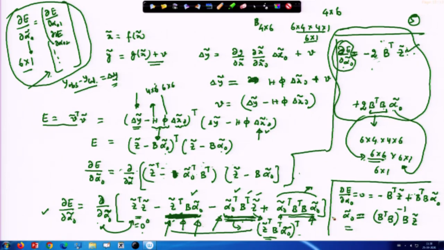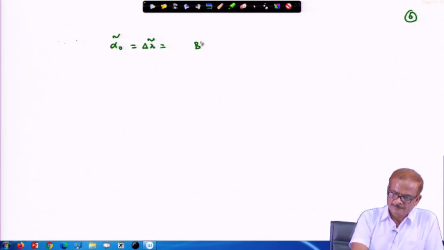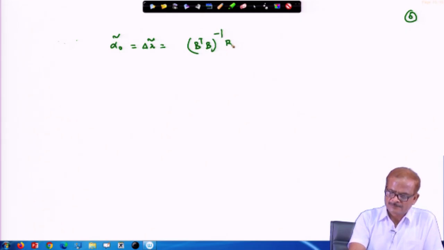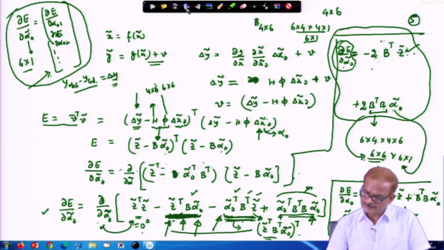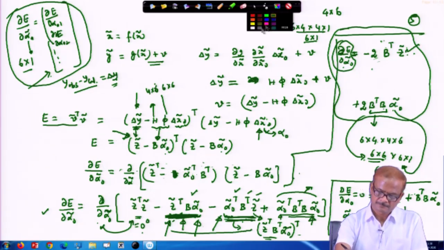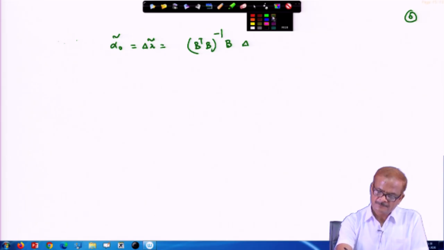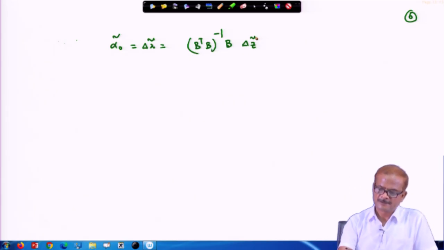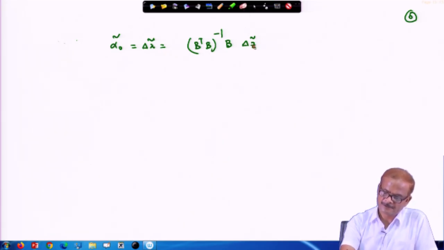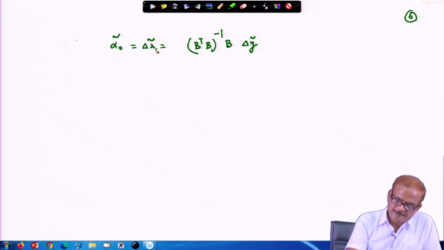So, what alpha 0 have we written? Alpha 0 is nothing but your delta x 0. So, this way you have estimated delta x 0. Alpha 0 is nothing but delta x 0, which is the quantity B transpose B inverse B times delta y, and z is your delta y. Here we have replaced delta y by z. This is your z tilde, this particular part, where z tilde is delta y tilde, and here this is delta x 0.